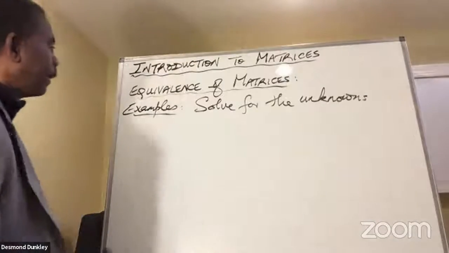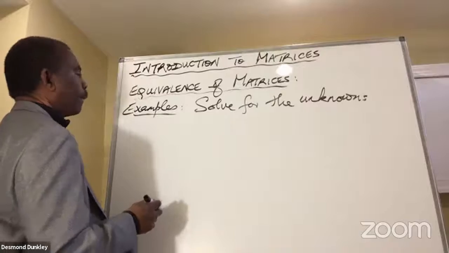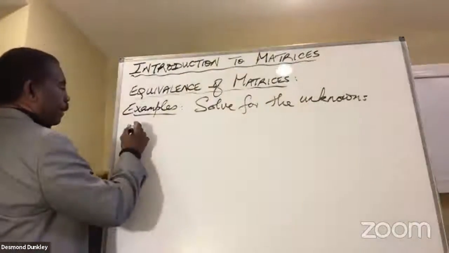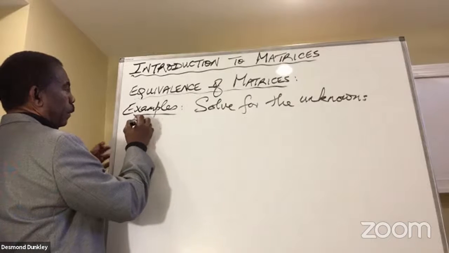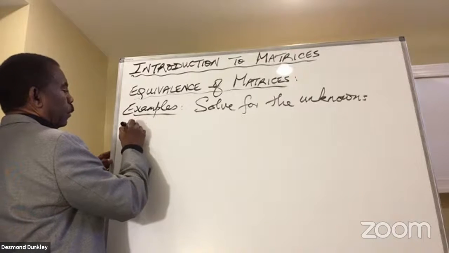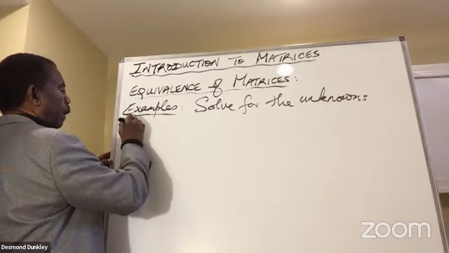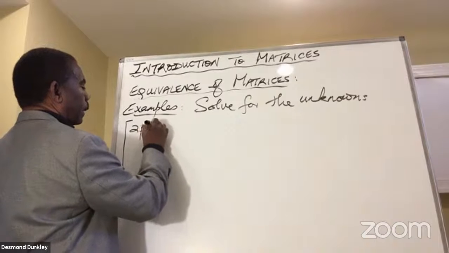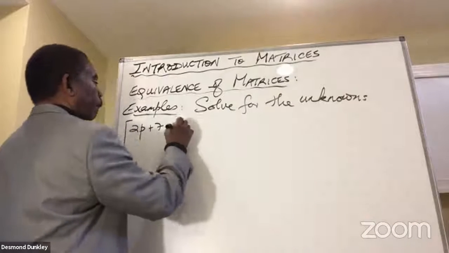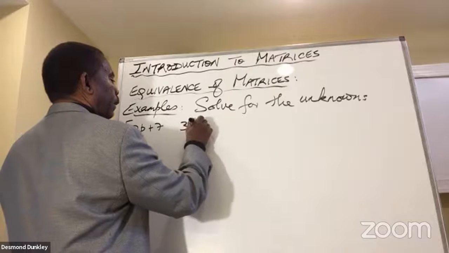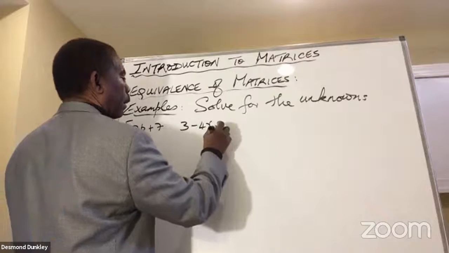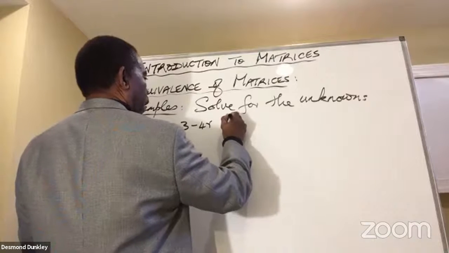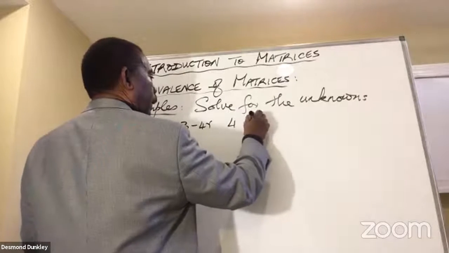Okay. So, what do we have? I'm going to write some crazy stuff out of my head. Crazy. So we have 2P plus 7, 3 minus 4R, 4 negative 3.